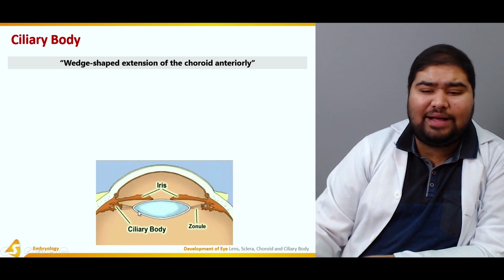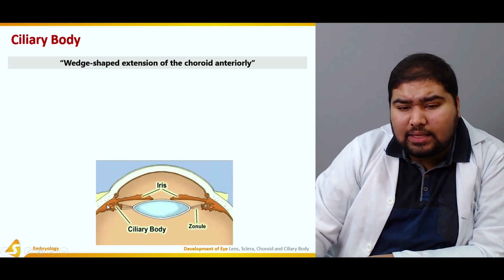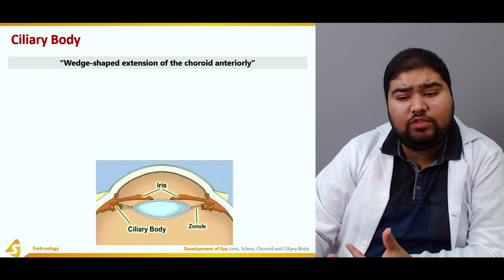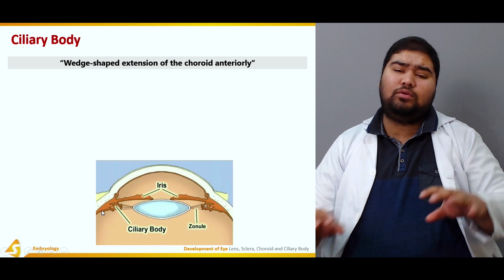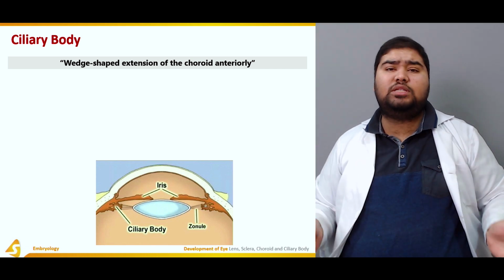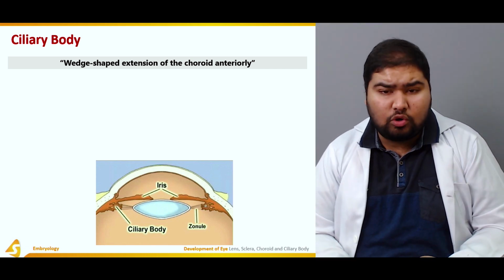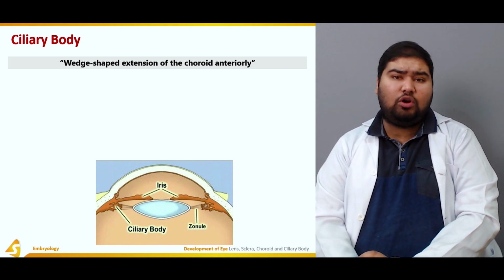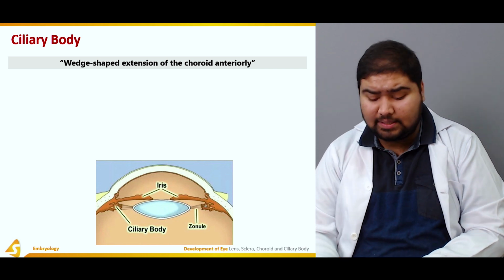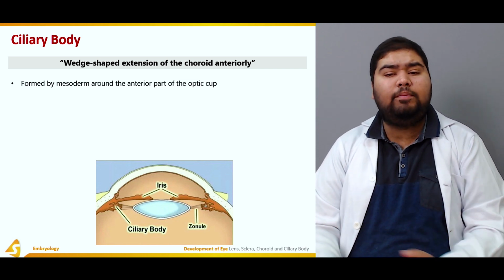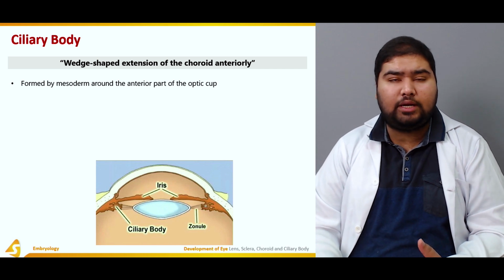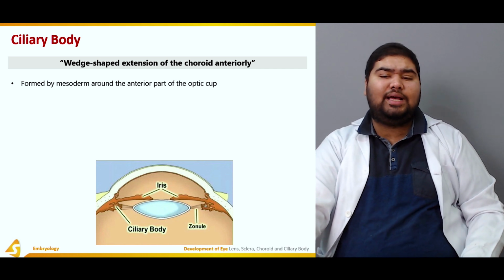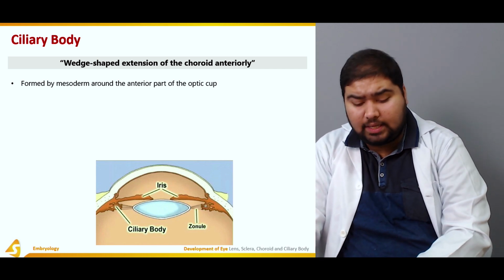So moving on, we have the ciliary body. Here you can see the ciliary body. It is actually a wedge-shaped extension from the core of the choroid anteriorly. When traced posteriorly, the ciliary body becomes continuous with the choroid. It is formed by the mesoderm which lies around the anterior part of the optic cup.